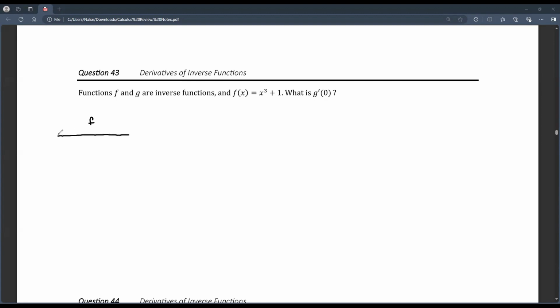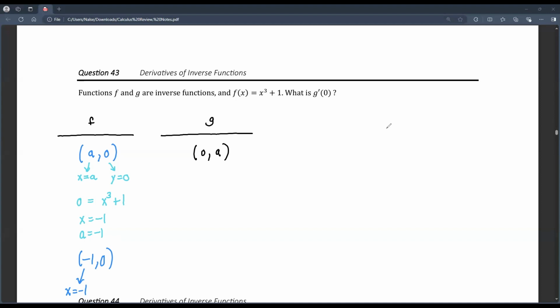We should first distinguish between the point that is located on g and the point that is located on f. From the notation g' of 0, we should realize that 0 is an x value for function g. If we are to use the corresponding point on f, we would flip the x-y pair around, which means that 0 is now the y value on f. Since function f is known, we can find the missing x value.